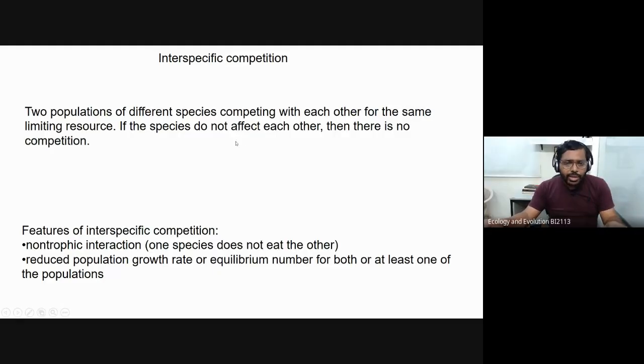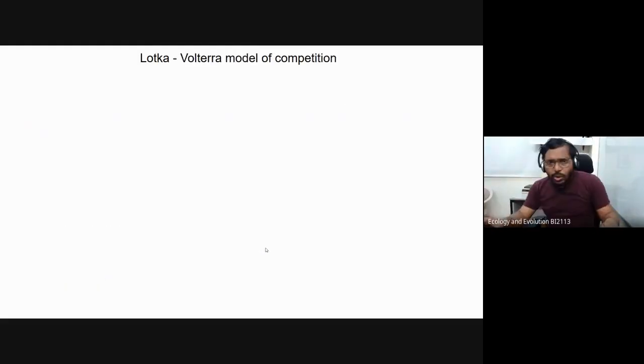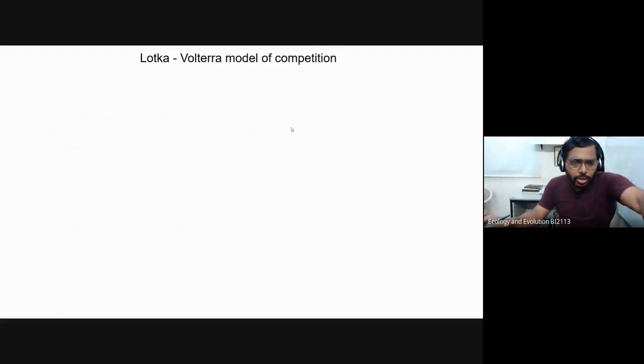And when you say affect each other, what are you thinking in terms of? The affecting each other is typically in terms of either reduced population growth rate or equilibrium number, the equivalent of K, or both, in either both populations or at least one population. Now, please remember that the effect on the two populations sometimes is symmetric, many a time it's not. There is nothing to say that both of them are equally affected by the competitive interaction. So how does one think about the competitive interaction? For that, we are going to try and make a quick model of it.